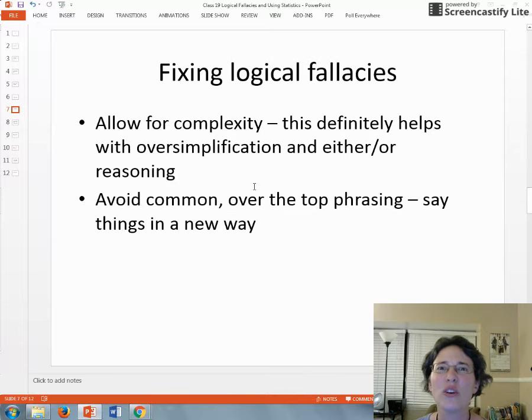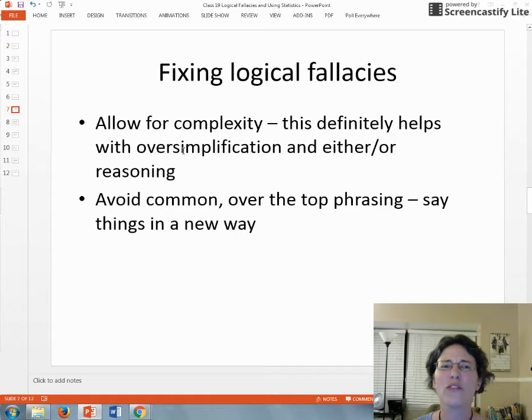Another thing that you can do, and this is something I've been urging you to do for the entire time we've been writing this paper, is to allow for complexity. Looking for cut and dried yes/no answers or good/bad answers isn't going to help you write this paper. So if you allow for the situation to be complex and examine it with that in mind, this will keep you from oversimplifying or giving in to either/or reasoning.